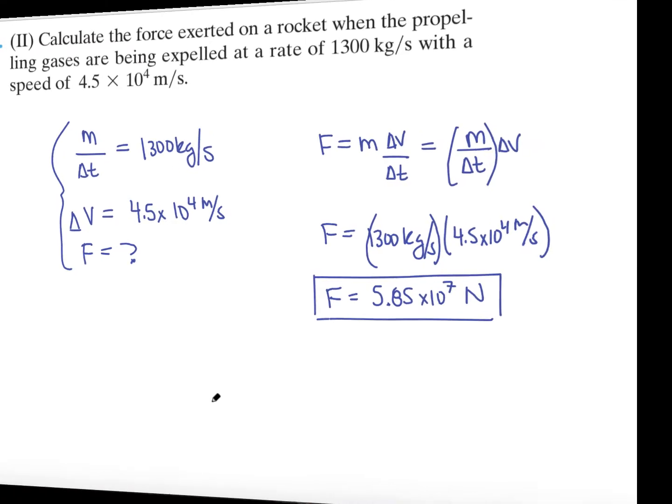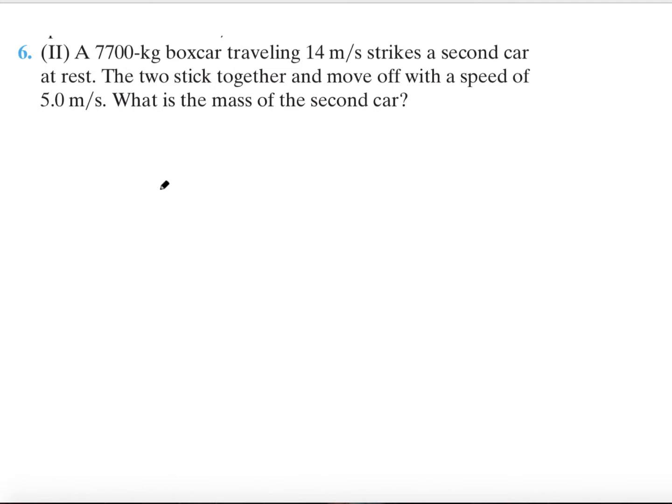For number 6, we have another boxcar, and it strikes a second car at rest. So here's my box, and it's moving to the right. So let's go ahead and say that we'll call this mass of boxcar A is equal to 7,700 kilograms, and it's moving at, I should label this, sorry, V1A is equal to 14 meters per second, and it strikes a car that is at rest.